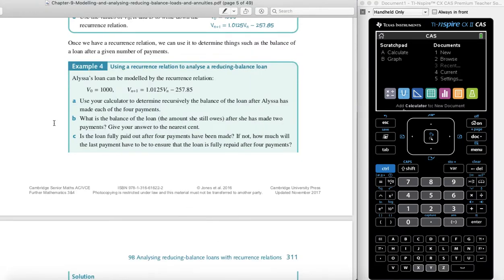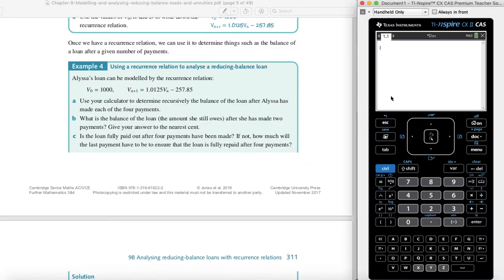Once we have a recurrence relation, we can use it to determine things such as the balance of the loan after a given number of payments. So let's have a look at these questions here. Use your calculator to determine recursively the balance of the loan after Alyssa has made each of the 4 payments. So we've done this plenty of times. The starting value is 1,000, so put in 1,000, enter. We then need to multiply that by the rate, 1.0125, and we're going to subtract the payment, 257.85.